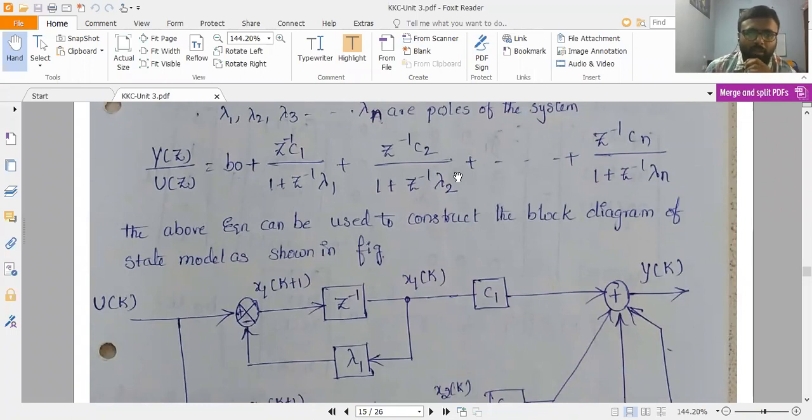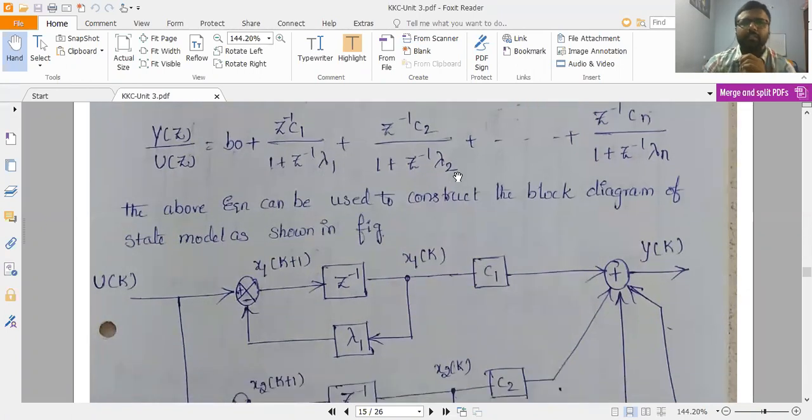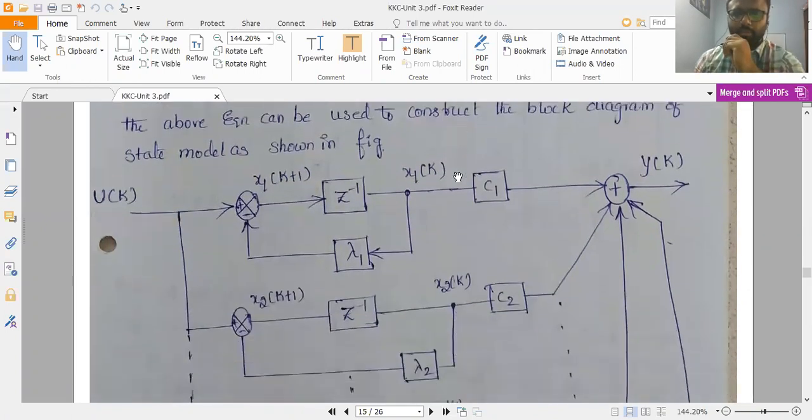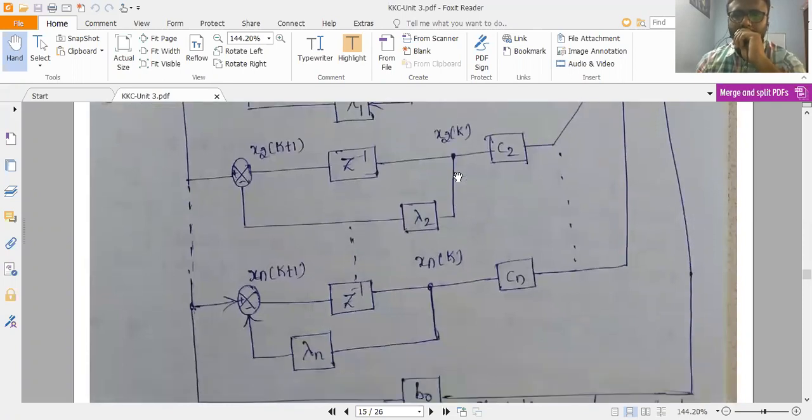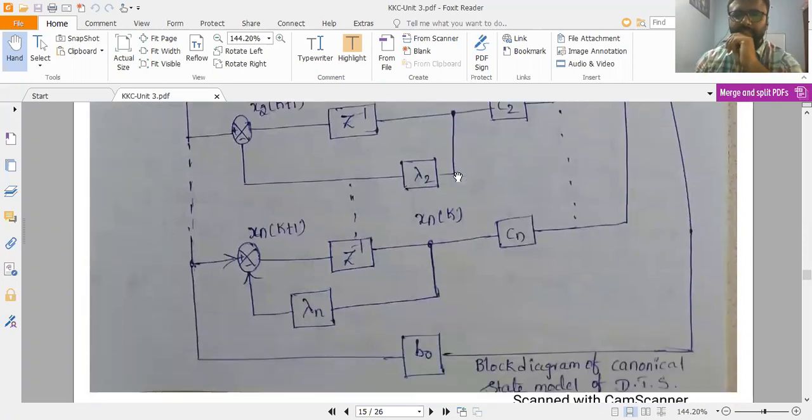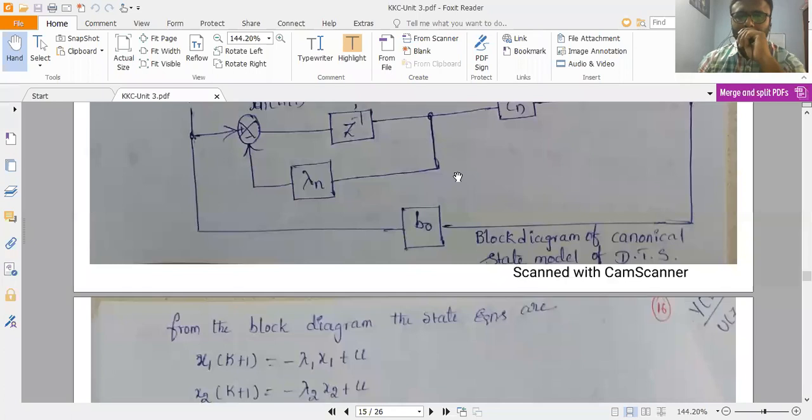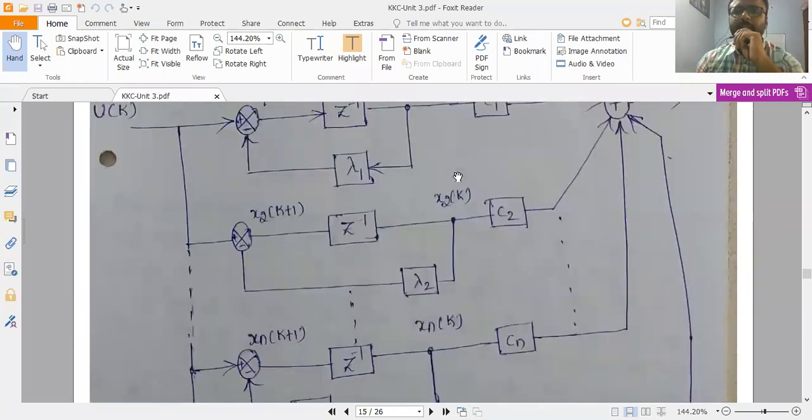So in order to rewrite the state model equations, we have to convert this particular equation into the form of a block diagram representation, and from that we have to rewrite the state equations for this model. Okay, so this is about the canonical form of the state model. So here we are going to frame the state equations for this particular block diagram.